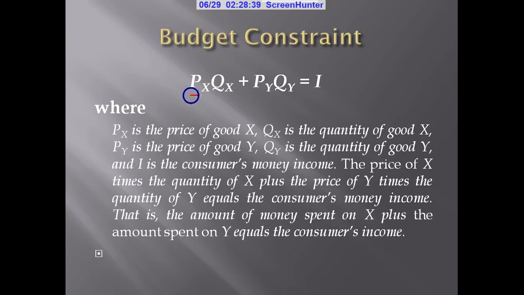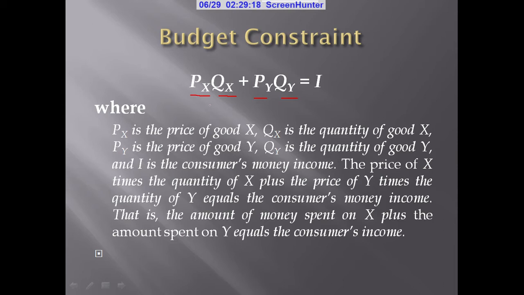Px, the price of commodity X, Qx, the quantity of commodity X. When we multiply Px with Qx, it will give the amount of money that the individual spends on commodity X. Again, Py shows the price of Y and Qy is the quantity purchased of Y. When we multiply Py with Qy, we will get the amount of money that the individual spends on the consumption of commodity Y.